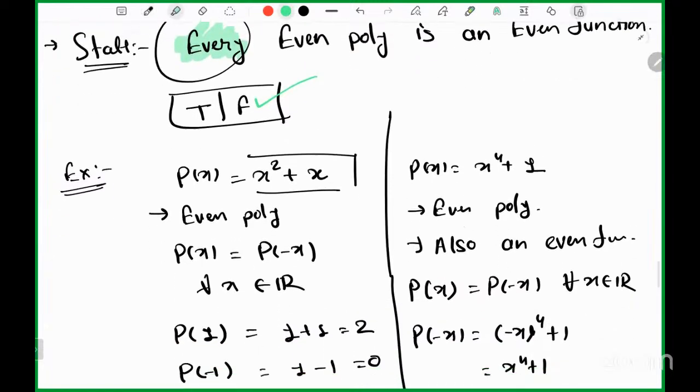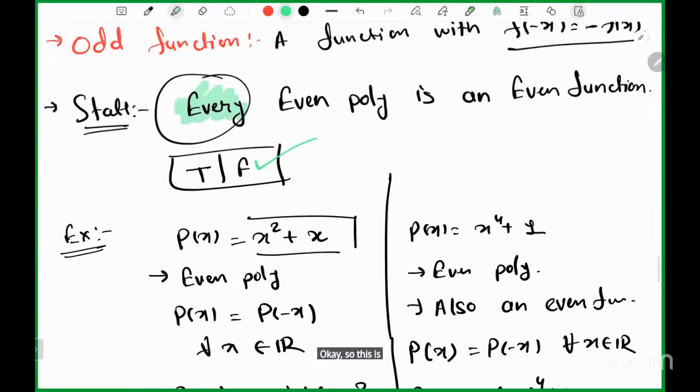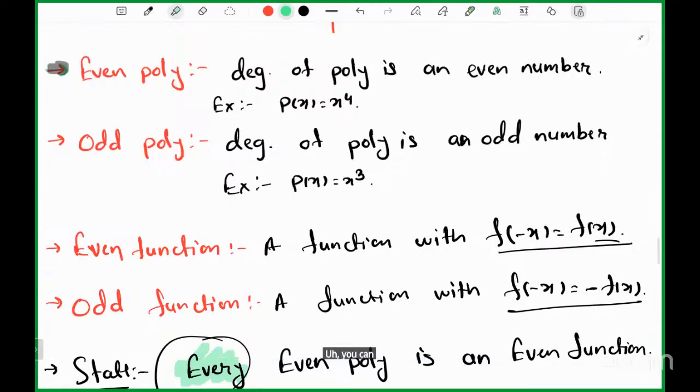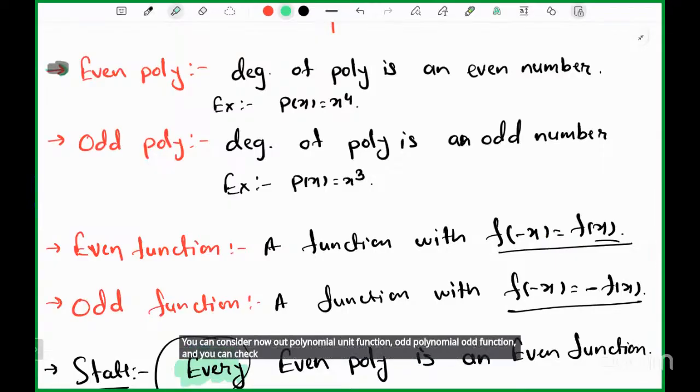Okay, so this is the one thing you can say. You can also play with these four things, like you can consider now odd polynomial even function, odd polynomial odd function, and you can check which statements are true or false on those things. Okay, so I'll leave that to you.